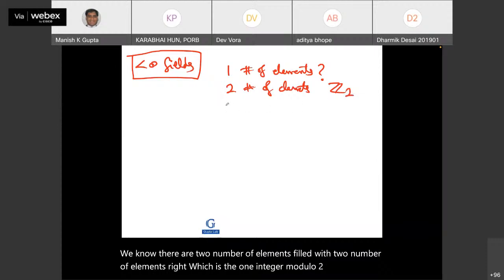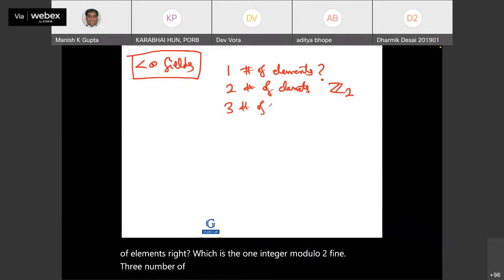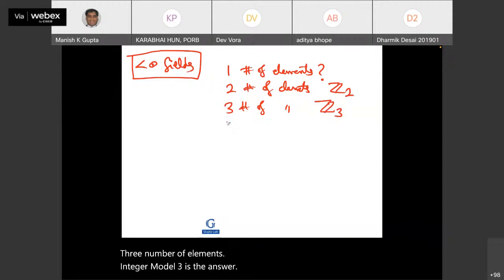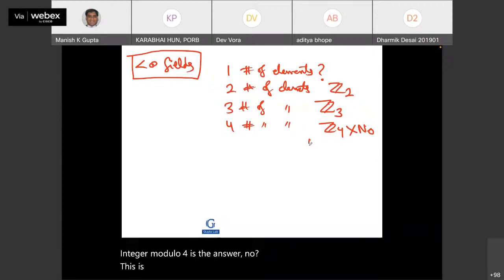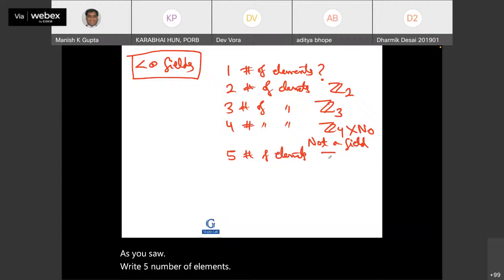Fine. Three elements: integers modulo 3 is the answer. Four elements: is integers modulo 4 the answer? No. This is not a field, as you saw. Right? Five elements: it is Z5. Six elements: can we say Z6 is a field?